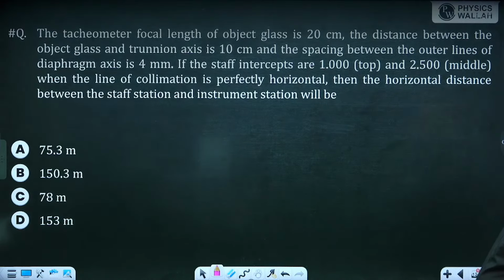Next question. Good question it is. It's a very good question. Please try this, everyone. A bit tricky question.